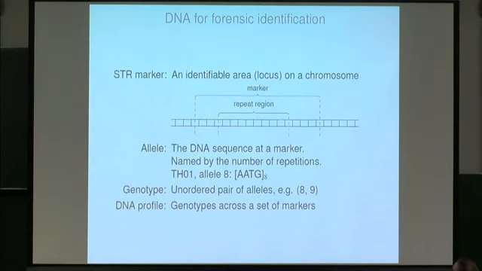So we have two alleles per marker because we have two chromosomes. And the pair of alleles in not any particular order is called the genotype, and the DNA profile that we map is the set of genotypes over all the markers.